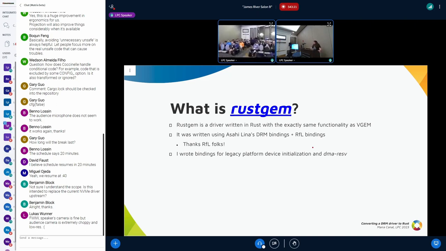Beyond the DRM bindings, I also wrote some bindings for legacy platform initialization. Because VGEM is a virtual driver, we don't have the hot-pluggable thing that we have in real drivers with platform devices. So non-hot-pluggable devices like VGEM or VKMS need legacy platform initialization. I wrote bindings for that, and I also wrote bindings for DMA reservation objects. And apart from the bindings, I wrote the driver itself. You can access the code that I developed in the link in the slides.